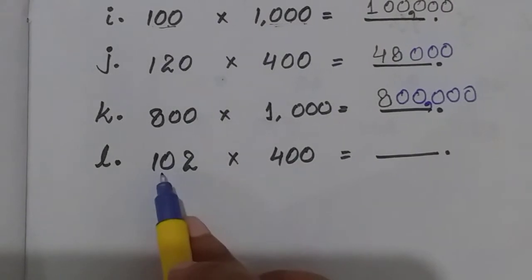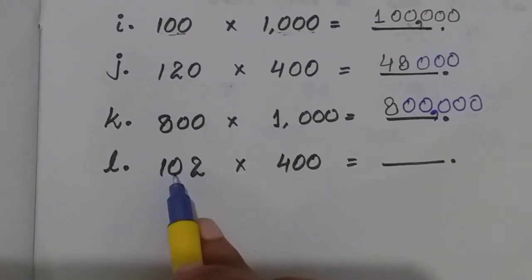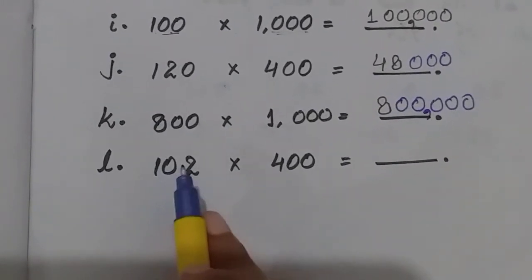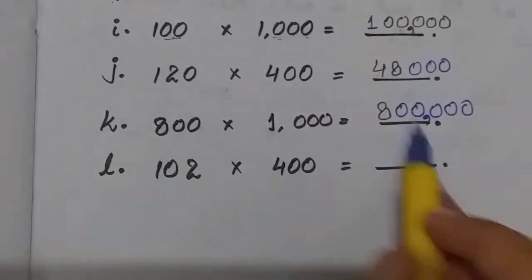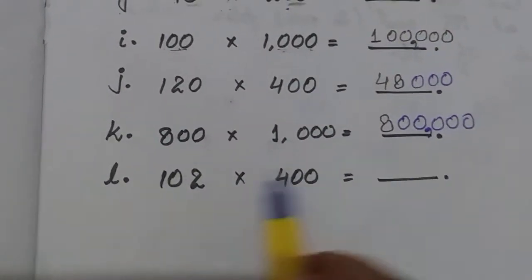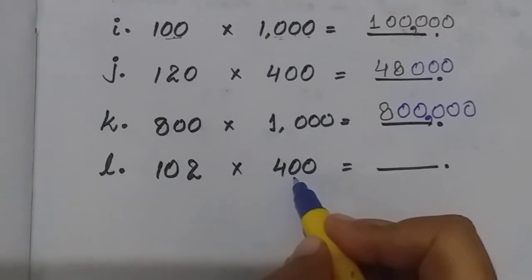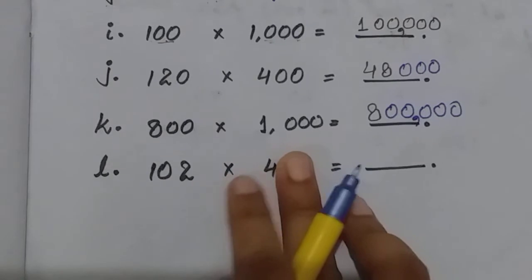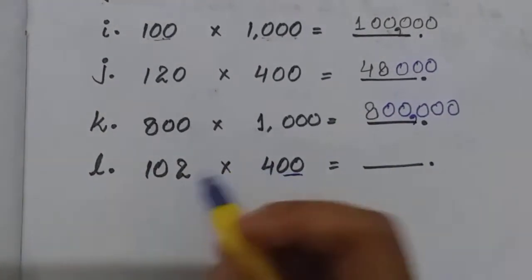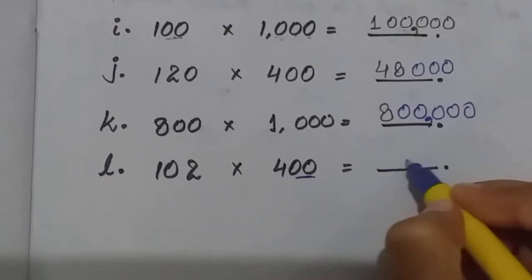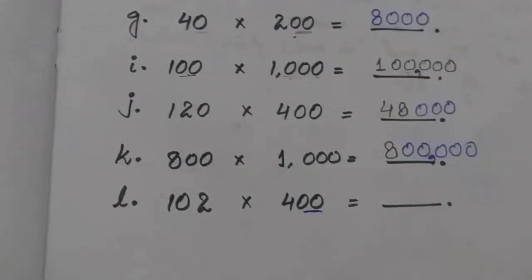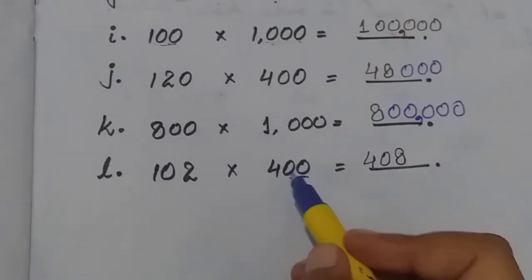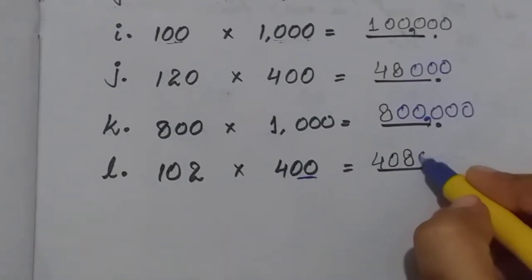Now you can see in this example we have 0 in the multiplicand which is not at the last, it is in the middle place. So we will not include this 0 in the product at the last. So in this example we will only ignore these 2 zeros and we will find the product of 102 multiplied by 4. So 102 multiplied by 4 will be 408, and we will place these 2 zeros in the last.